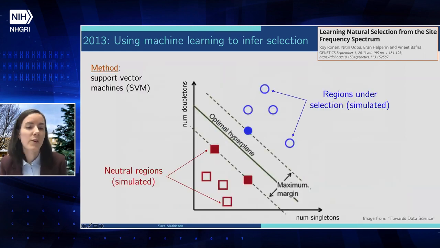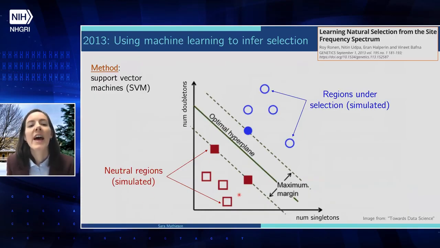The method that they used was a more classical machine learning method, the support vector machine. Broadly, how this works is that neutral regions are simulated, in this case shown in red here, and then regions under natural selection, shown in blue here, are simulated as well. The idea of this model is to try to identify some boundary or barrier between these two different types of regions.